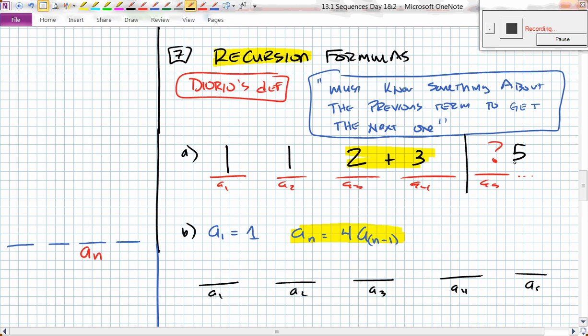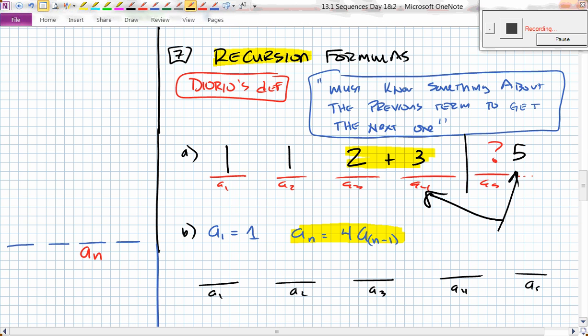So that's what recursion is. You can't get this one without knowing something about the ones before it. So what is the 47th term in the Fibonacci sequence? We need the 2 before it. What is the 47th term of the Fibonacci sequence?